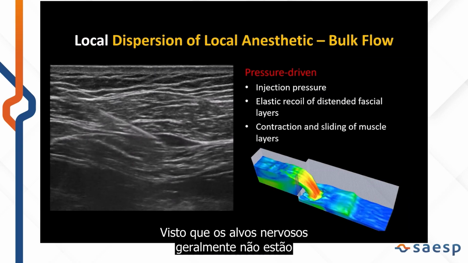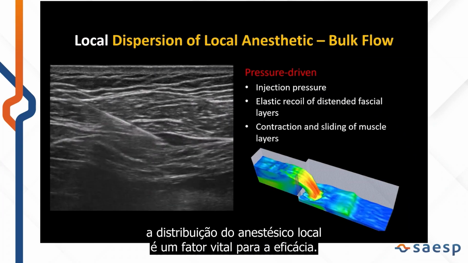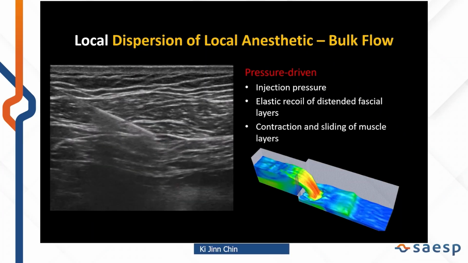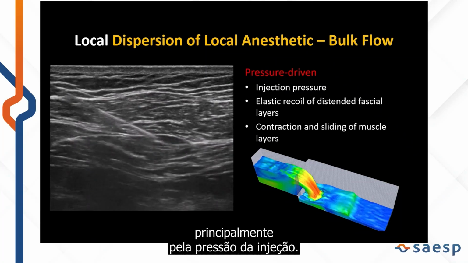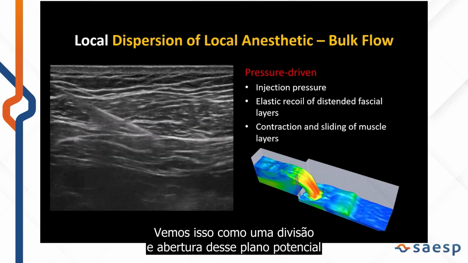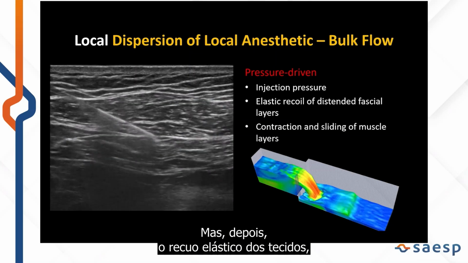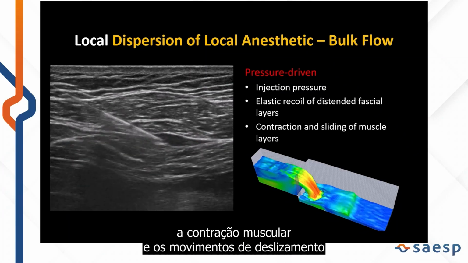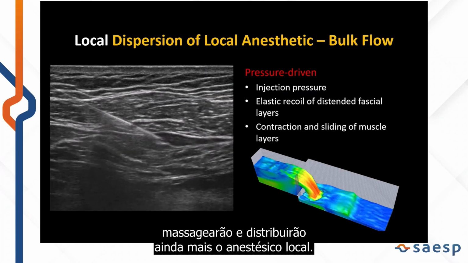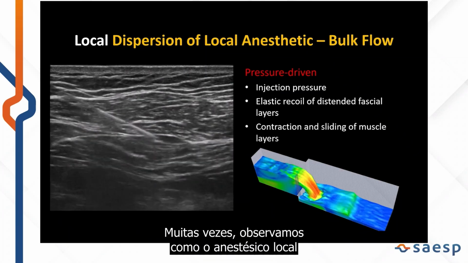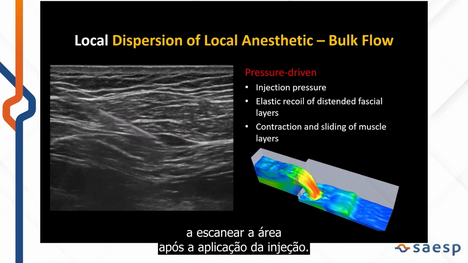Now, because the nerve targets are not usually right at the needle tip, unlike with other peripheral nerve blocks, the distribution of local anesthetic is an important factor for efficacy. And this distribution or dispersion is driven firstly by the injection pressure, and we see that as a splitting and opening up of the potential space between fascia as we perform our injections. But thereafter, the elastic recoil of the tissues, as well as muscular contraction and sliding movements, will further massage and distribute the local anesthetic. And we often see this as the pocket of local anesthetic rapidly dissipating, particularly if we continue to scan the area after the injection is complete.